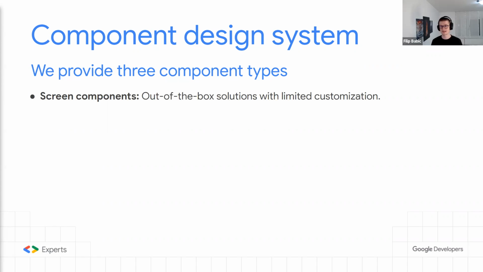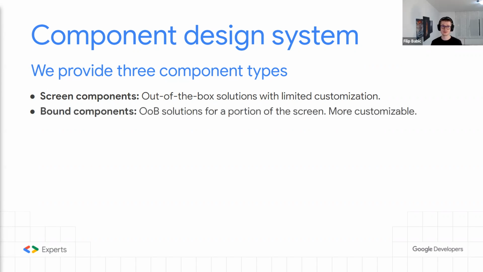Screen components, as the name states, represent an entire screen. They're out-of-the-box solutions with limited customization, but they're really good because you can easily use them in just a few lines of code to prototype your solution, to test our API and see if your MVP works with our application, and if you want to go ahead and apply more customization or more manual work.